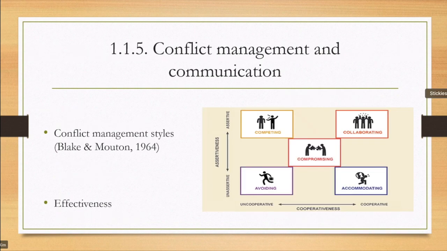So, conflict management and communication by Blake and Mouton. It's about how you solve conflicts and how we are able to develop solutions because of that. So we have collaborating, competing, compromising, accommodating, and avoiding. And this is basically on which level someone is uncooperative or cooperative, and unassertive or assertive. And of course, the effectiveness of all of those five different strategies depends on the situation, depends on the task, etc., etc.